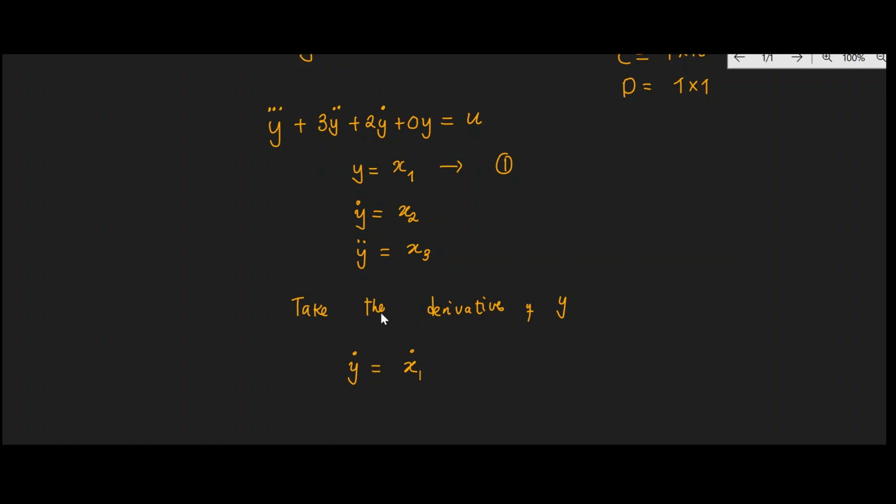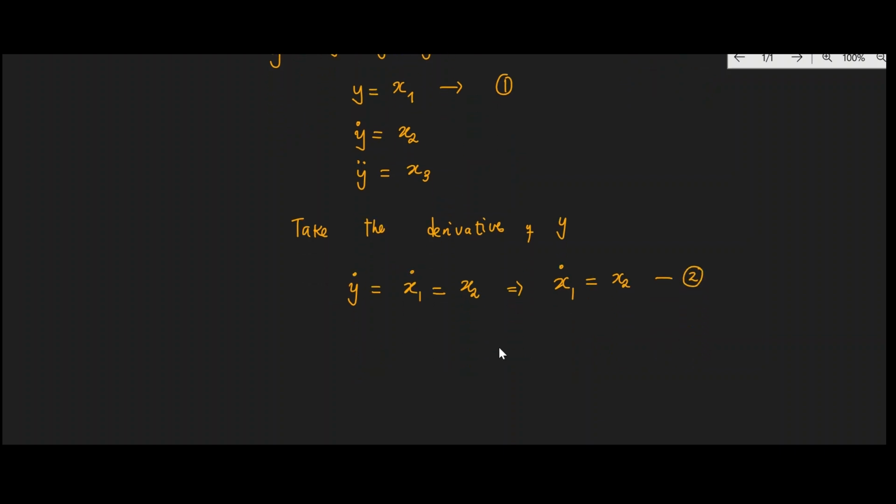Now, if you look closely at this second equation, you see that y dot is simply equal to x2, isn't it? So this can now be written as y dot is equal to x1 dot, which is the same as x2. From this we can see that we have related the derivative of a state variable with a state variable itself. So this is it, x1 dot equal to x2. I'm going to label this equation as equation number 2.